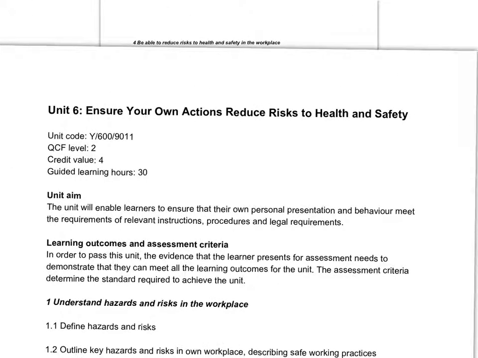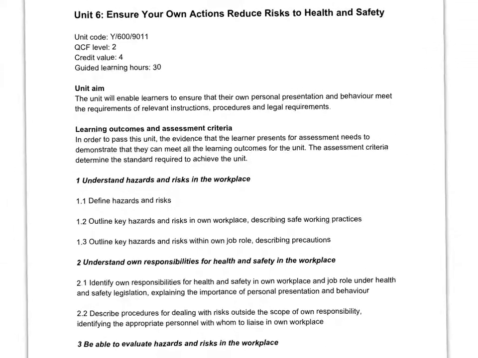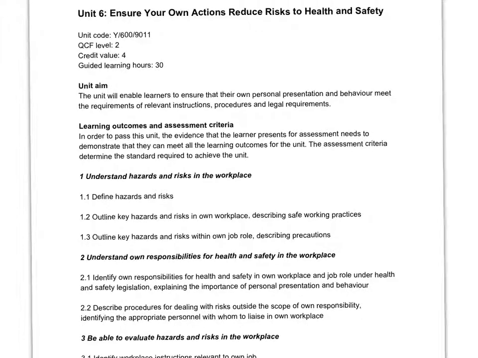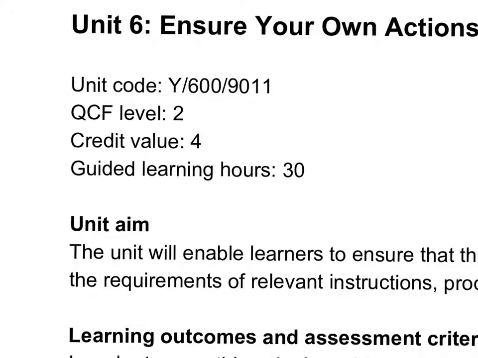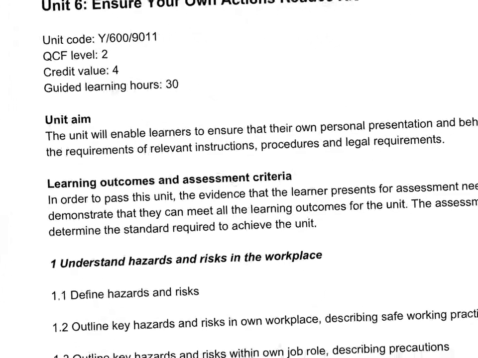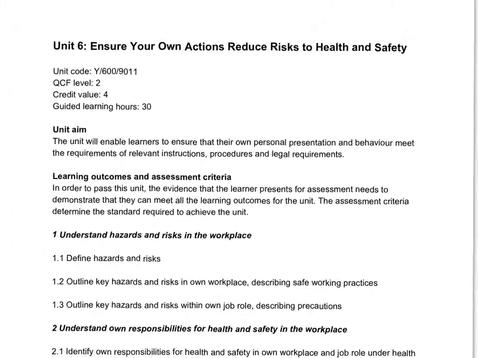Ensure your own actions reduce risks to health and safety. We're looking at this unit, which should cover around 30 guided learning hours of inputs in terms of research, in terms of gathering the evidence and compiling it and uploading it to one file. The aim of this unit is to help you ensure that your personal presentation and your behaviour meet the required instructions and procedures, I suppose, of your workplace.